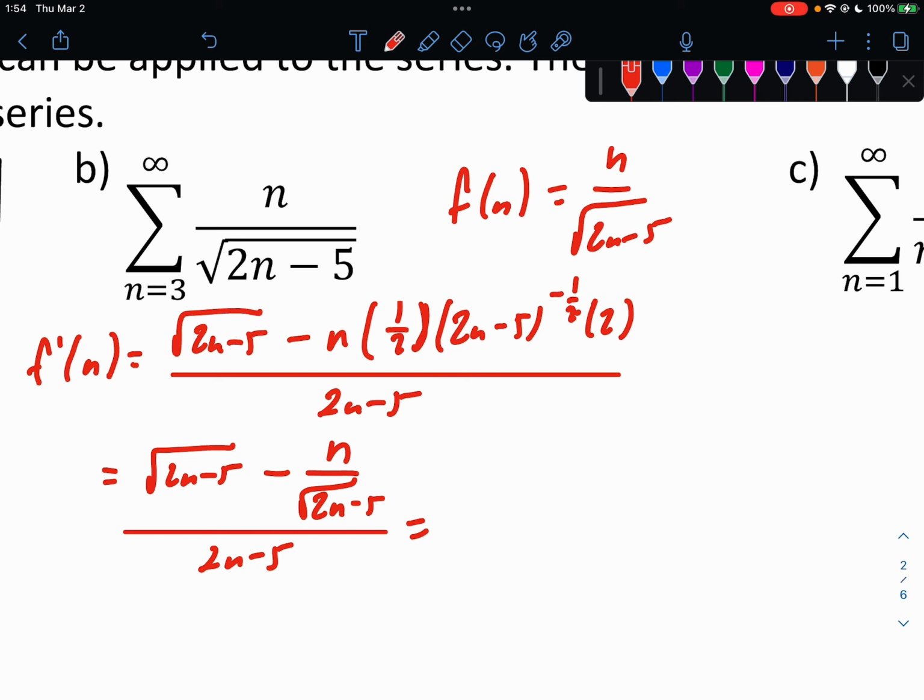Getting a common denominator up top here, we're going to have 2n minus 5 minus n over root 2n minus 5, times 2n minus 5, which is simply n minus 5 over 2n minus 5 to the 3/2 power.